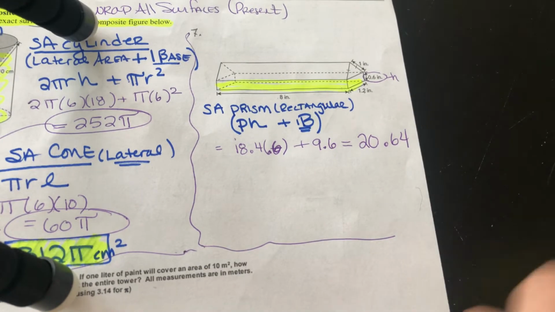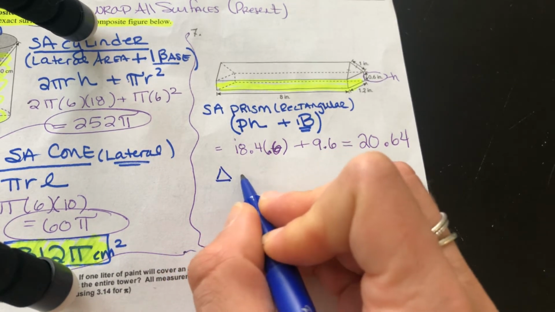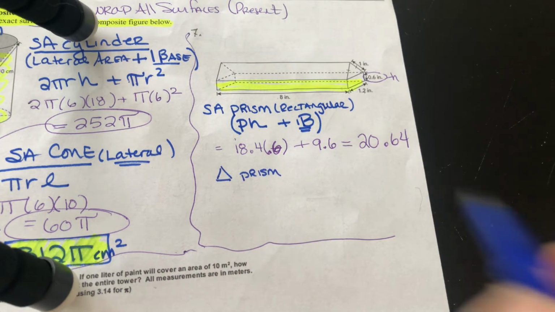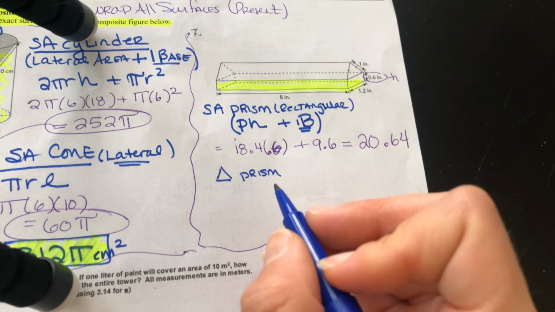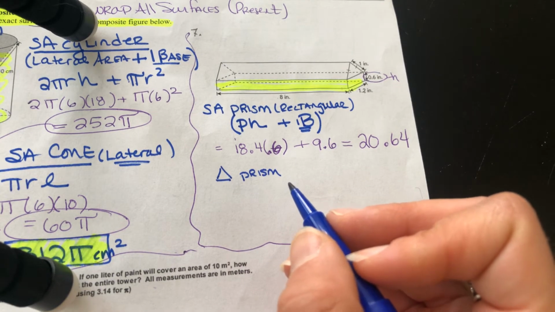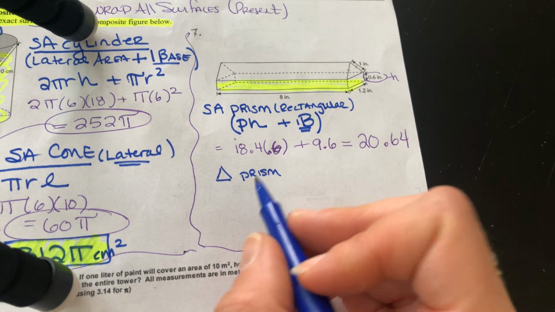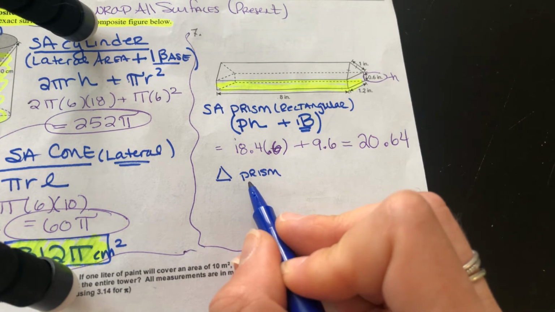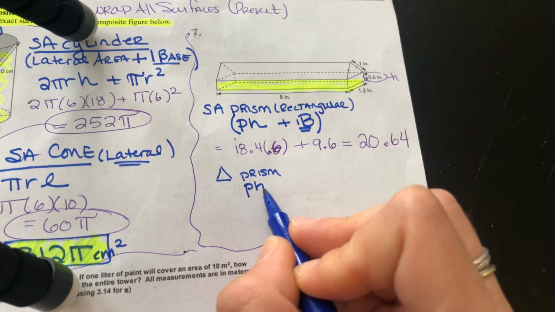But we want to add the triangular prism. So we have the triangular prism. It's going to be a little harder. I probably should have left myself some more room. So here we go again with the triangular prism, which is a little bit more challenging. You're going to take the perimeter times your height.